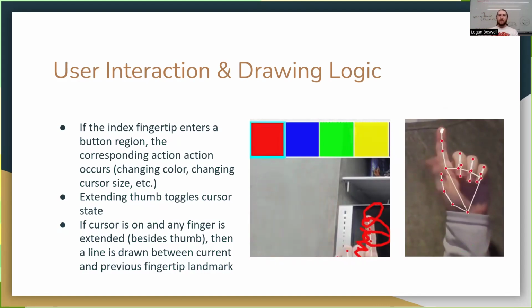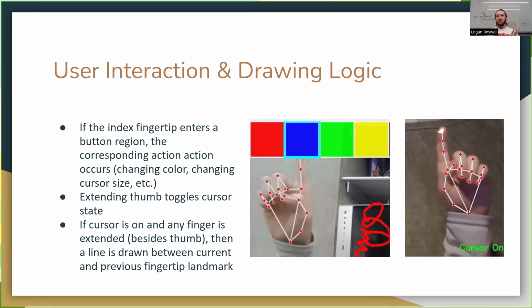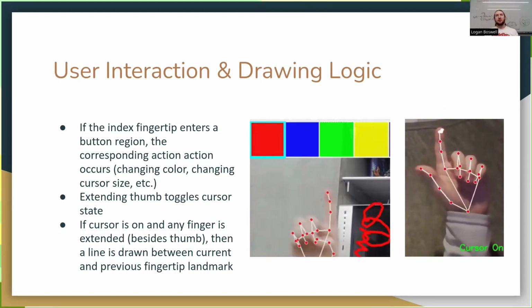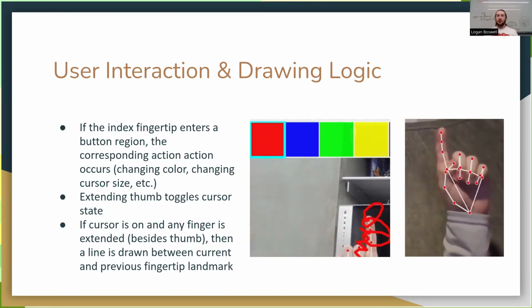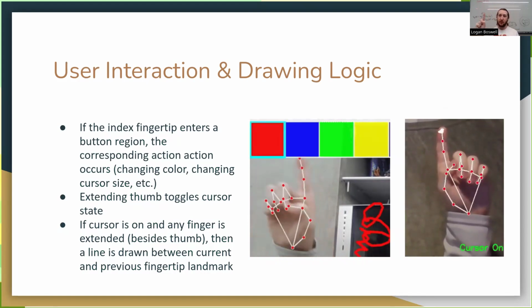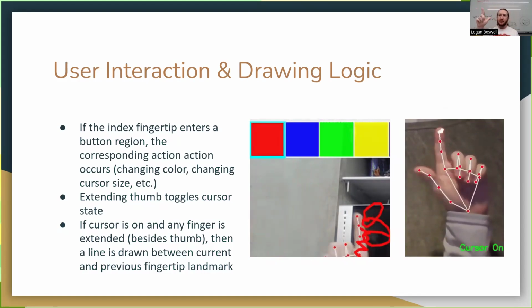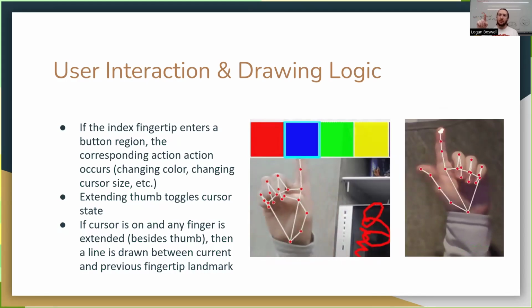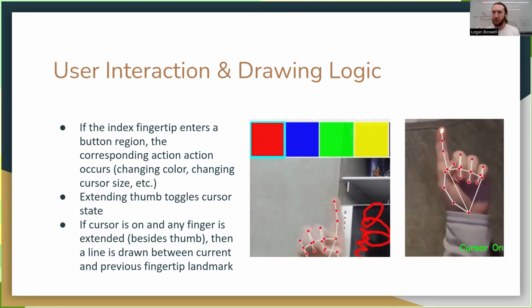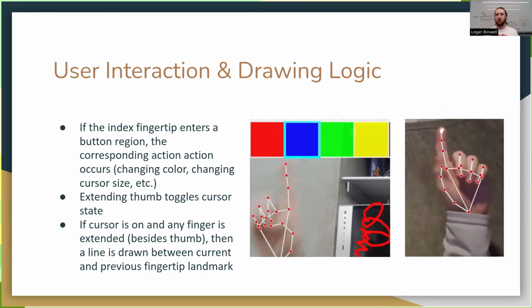So it's like two layers if you want to draw. You're able to toggle the cursor on and off, but your finger must be extended for the cursor to actually draw something. So if the cursor was off, you would not be able to draw anything. Then you would turn it on with your thumb like this, like in the GIF, and then you would be able to draw. You can see in the GIF that at the fingertip, it turns white once it's turned on, and so it is able to draw.